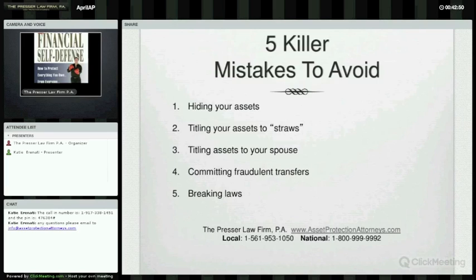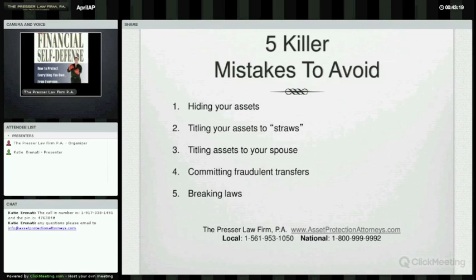Number 2, titling your assets to straws. People come in all the time and say, oh, Mr. Presser, I'm being sued, but I gave everything to my best friend or my brother-in-law. And I look at them and I say, what actually makes you think that your best friend or brother-in-law has less legal and financial problems than you? I've seen times where they've given the assets to the best friend, who gets sued and loses the client's assets. I've seen times where they give the assets to the brother-in-law, the brother-in-law gets a divorce and loses the client's assets. So you don't want to go titling all your assets to straws.